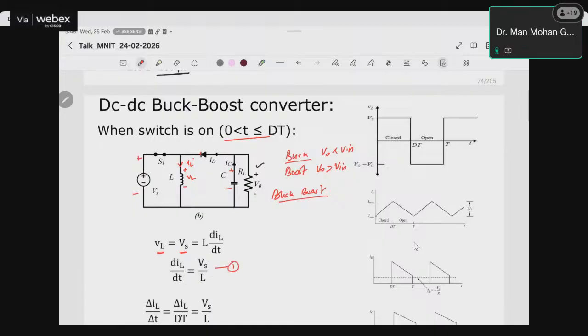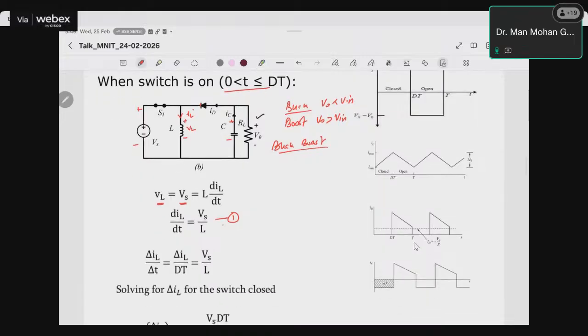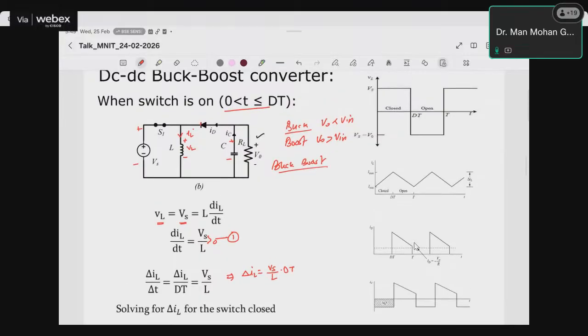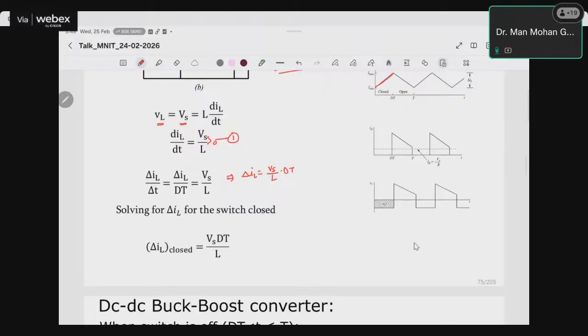So this is the first equation which we obtained. With the help of this equation, because Vs is the input voltage which is always positive, this is always greater than 0. Now del IL upon del T, so from here del IL is equal to Vs upon L into dt. So the inductor voltage equation, if I put Vs equal to VL, and due to the positive slope, inductor current is increasing. Now we can solve it for del IL. So this is the equation.